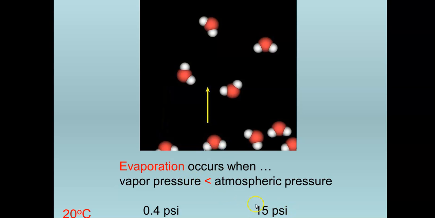This is because this pressure is so much stronger in the atmosphere, about 15 pounds per square inch, compared to the pressure that these molecules can exert with their motion, which is only about 0.4 pounds per square inch. So evaporation occurs. If I was to let that beaker sit out for a few days, I'd come back and find less water and less water. And eventually there would be none as all of these molecules slowly escape into the atmosphere.